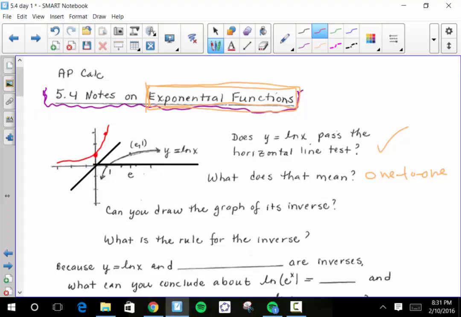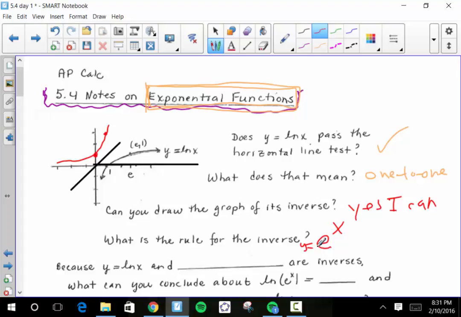So can I draw it? Yes, I can. But I cannot write an e. There we go. Okay, so what is the rule for this inverse function? Well, if you look at it, it's definitely an exponential function, so we know it's of the form a to the x power. And this one is a special one. It is e to the x power, okay? This is e to the x, y equals e to the x, okay?